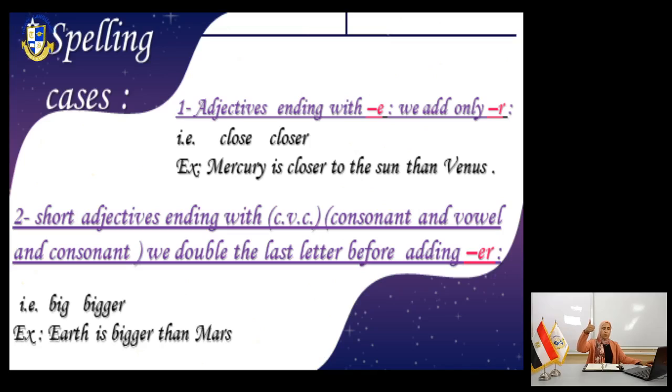So case number 1, adjectives ending with E, I add R. Case number 2, the CVC adjectives, I'm going to double the last consonant letter, and then add ER.